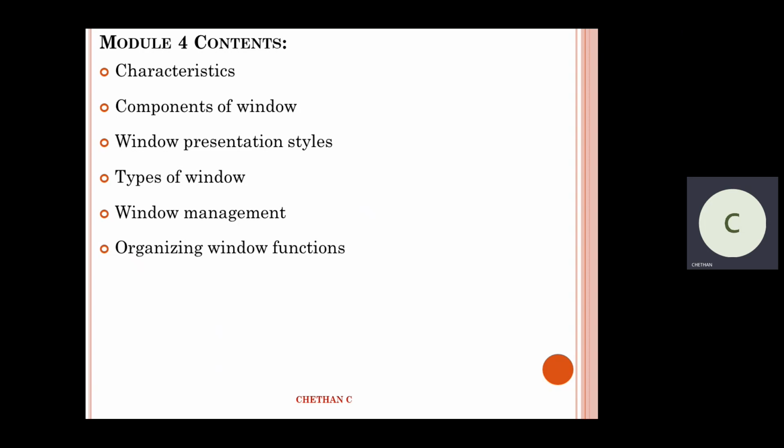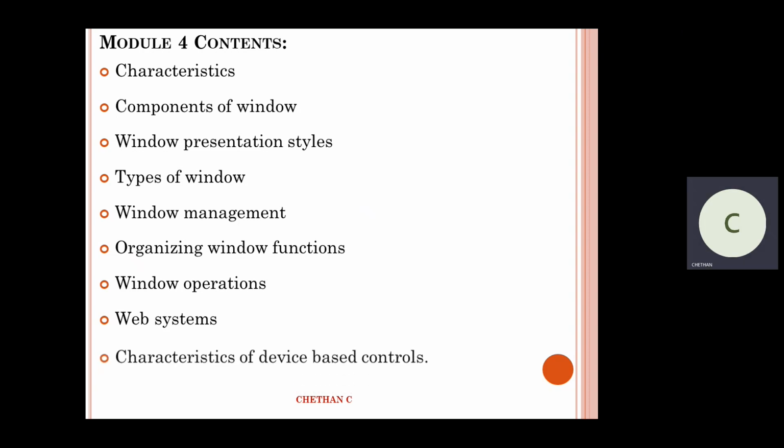When they ask characteristics, you write characteristics. When they ask components, you write components. These are standard, classic 10-mark questions, and you need to put in everything that is there. The slides and PPTs are done from a very detailed perspective, so however small the versions of the questions they ask, you should be able to answer. So these are all the contents: characteristics, components, window presentation styles, types of windows, and you will have these for your internals. Today and tomorrow's class, then the others.